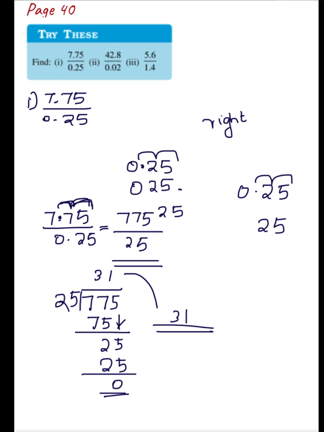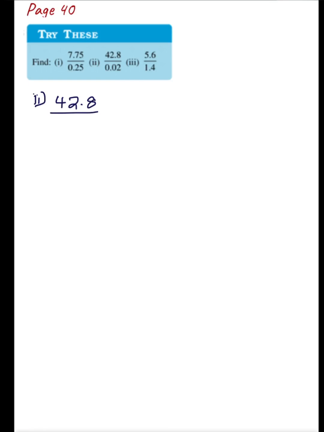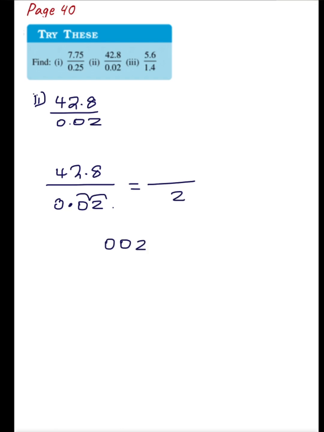Understand how I have done this? It will be more clear when you are doing the next one. Second question. Let's do it. 42.8 divided by 0.02. That is the question. Here also our main task is to remove the decimal point in the denominator. The numerator is 42.8, and the denominator is 0.02. If you remove the decimal point in the denominator by moving 2 places, the denominator will become 002, which means 2 itself.